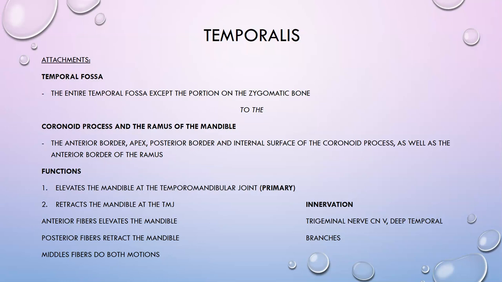So we see here on the right-hand side, innervation for temporalis is the trigeminal nerve. It's cranial nerve 5, and it is the deep temporal branches that innervate it. The trigeminal nerve exits out the side of the head, and it has 3 branches, hence its name trigeminal nerve. But for now, all you need to know is this.